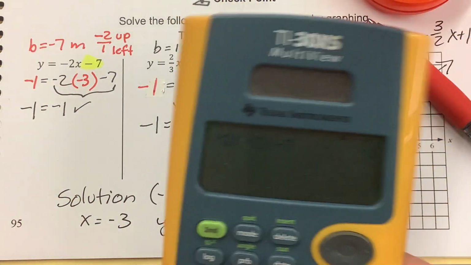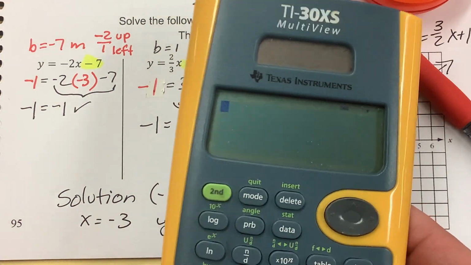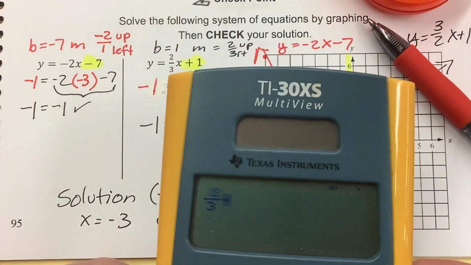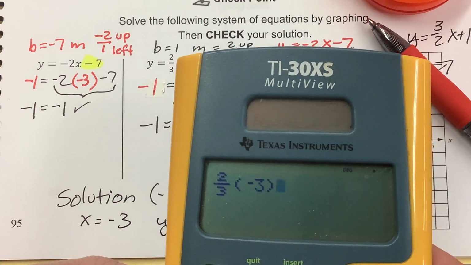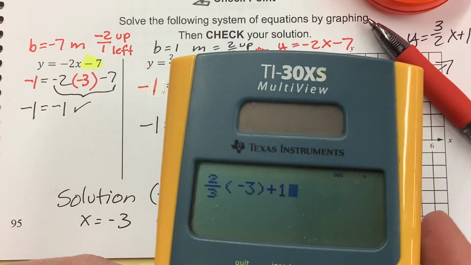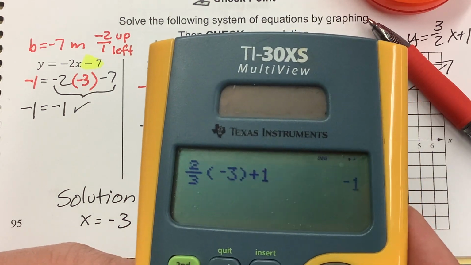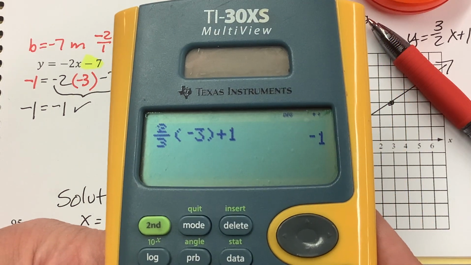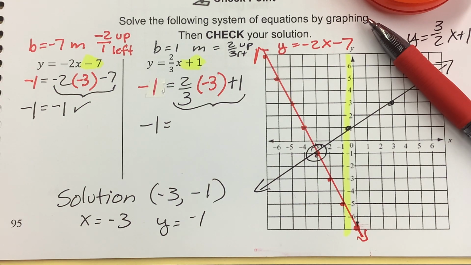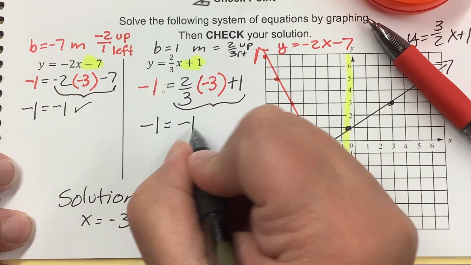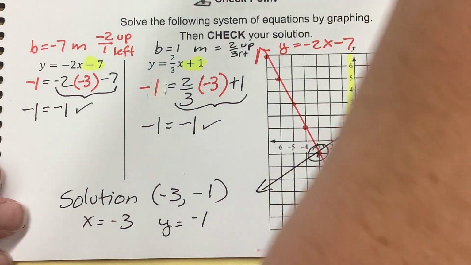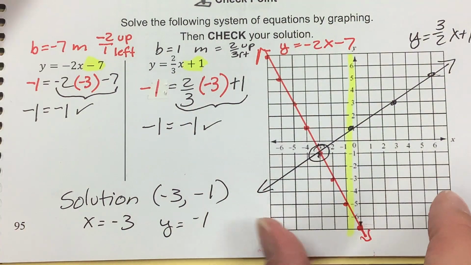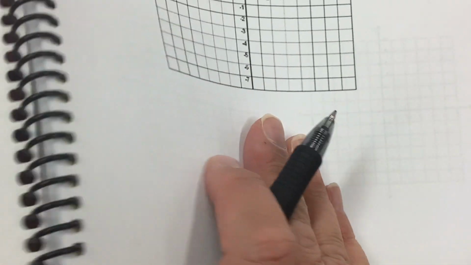Here we go. Clear that up. And I have 2/3 times -3 plus 1. All right, my bet is it's -1. Yay, it is -1. -1 equals -1. It checks. This solution is a solution to both problems. Okay, let's keep going. Let's math the bejeebies out of this. Here we go.